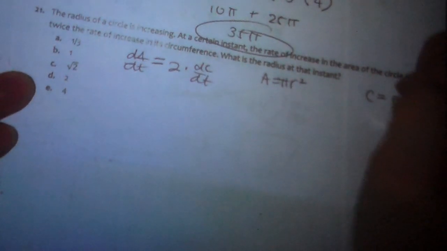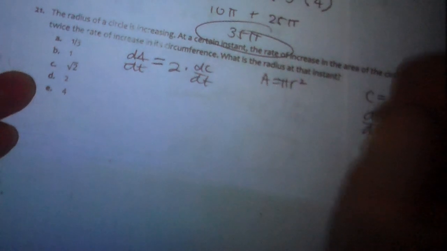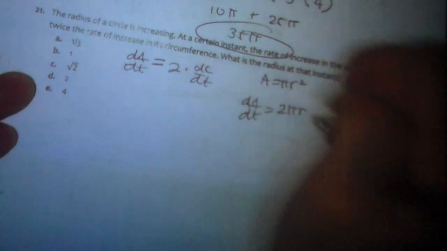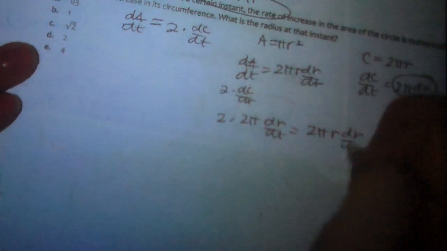Okay, so area of a circle is pi r squared, circumference is 2 pi r. The derivative of each: the derivative of circumference would be 2 pi dr/dt, the derivative of area would be 2 pi r dr/dt. So dA/dt is just 2 times dC/dt. dC/dt is this, so that's 2 times 2 pi dr/dt equals 2 pi r dr/dt. 2 pi cancels, dr/dt cancels, so r equals 2.